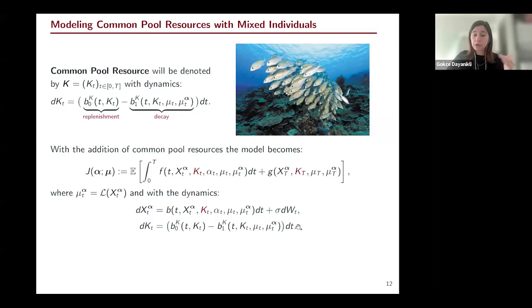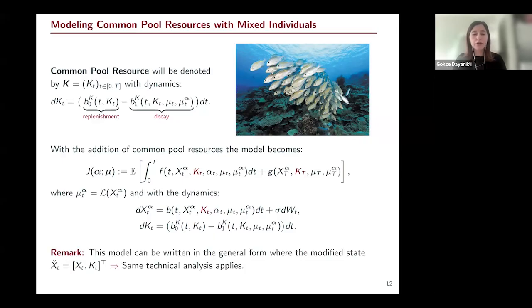One thing important here is that we didn't put any noise for the common pool resource, because if we put a noise, it should behave as a common noise and it creates many more technicalities and problems for the mean field game type of problems. So for now, for this step, we didn't put common noise. This is possibly our next step for our future work. So our remark, as I said here, is that if we write this model by extending our state to x check, where it includes the individual state x_t and the common pool resource state k_t, the same technical analysis we discussed previously will apply. So do you have any questions about it?